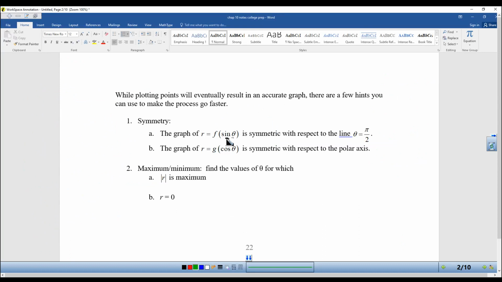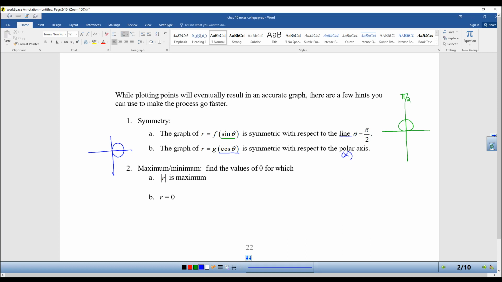So first of all, whenever you see sine in the function, it's going to be symmetric with respect to the line pi halves. Ours was just now a circle. Here's the pi halves line. See how it was symmetric over that? If you have anything with cosine, then it's going to be symmetric with respect to the polar axis, which is the x-axis. So if this one had been a circle, it would have looked like this.